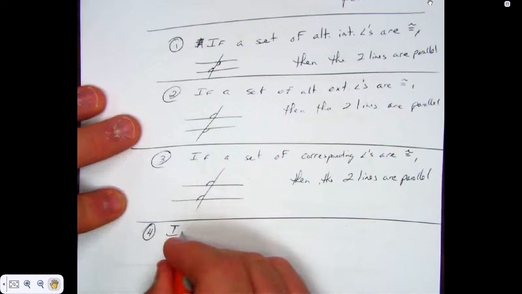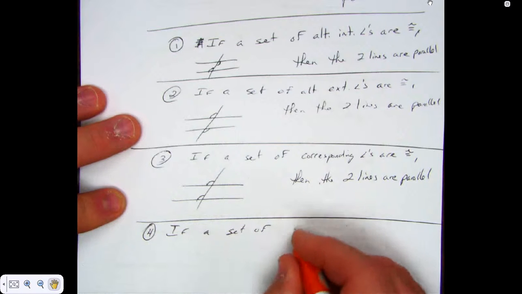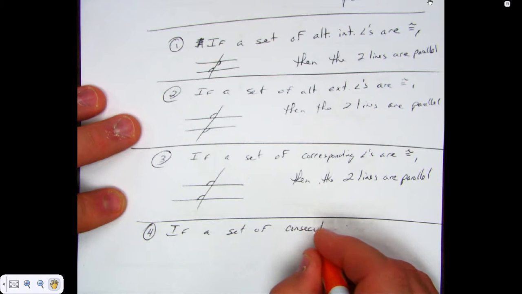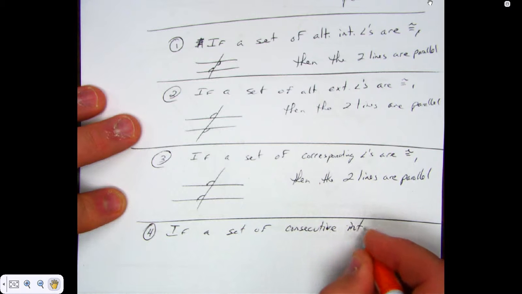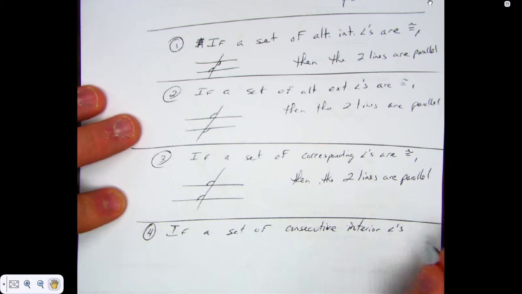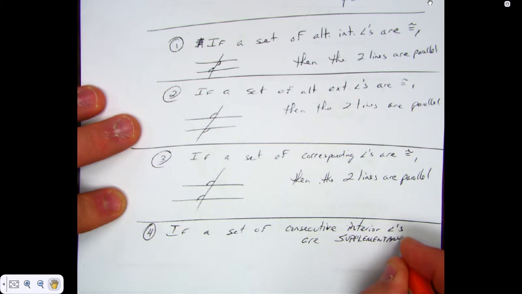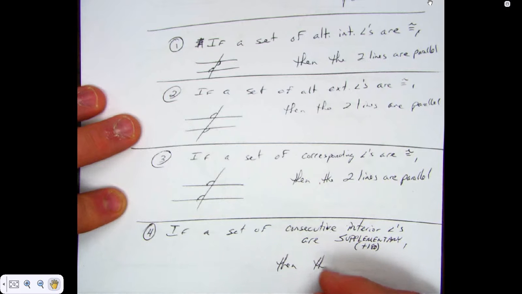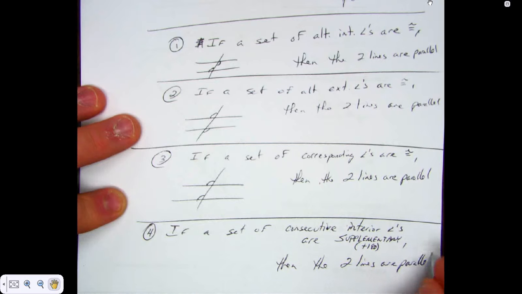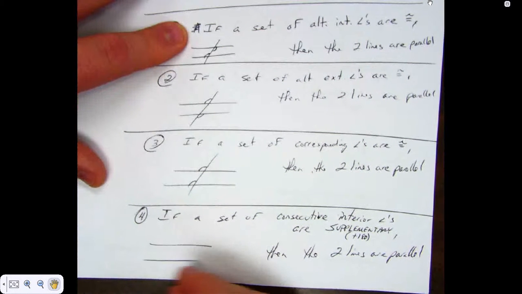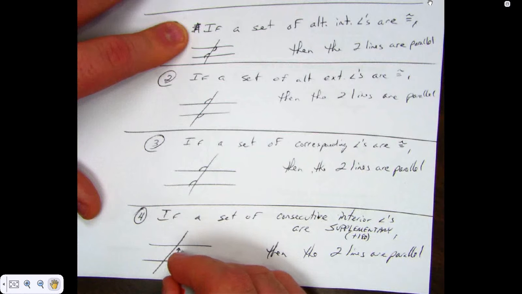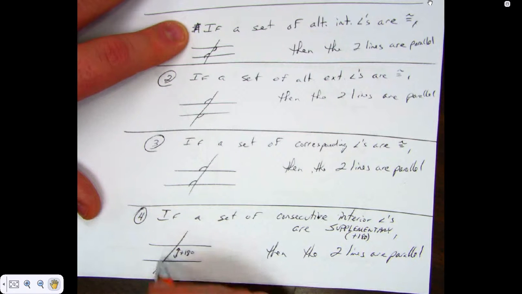The last one is if a set of consecutive interior angles are, and then this is a different word, supplementary. What does that mean? They add to 180. Then the two lines are parallel. What would that look like in a picture? Be like this one and this one adding to what? Or this one and this one adding to 180.